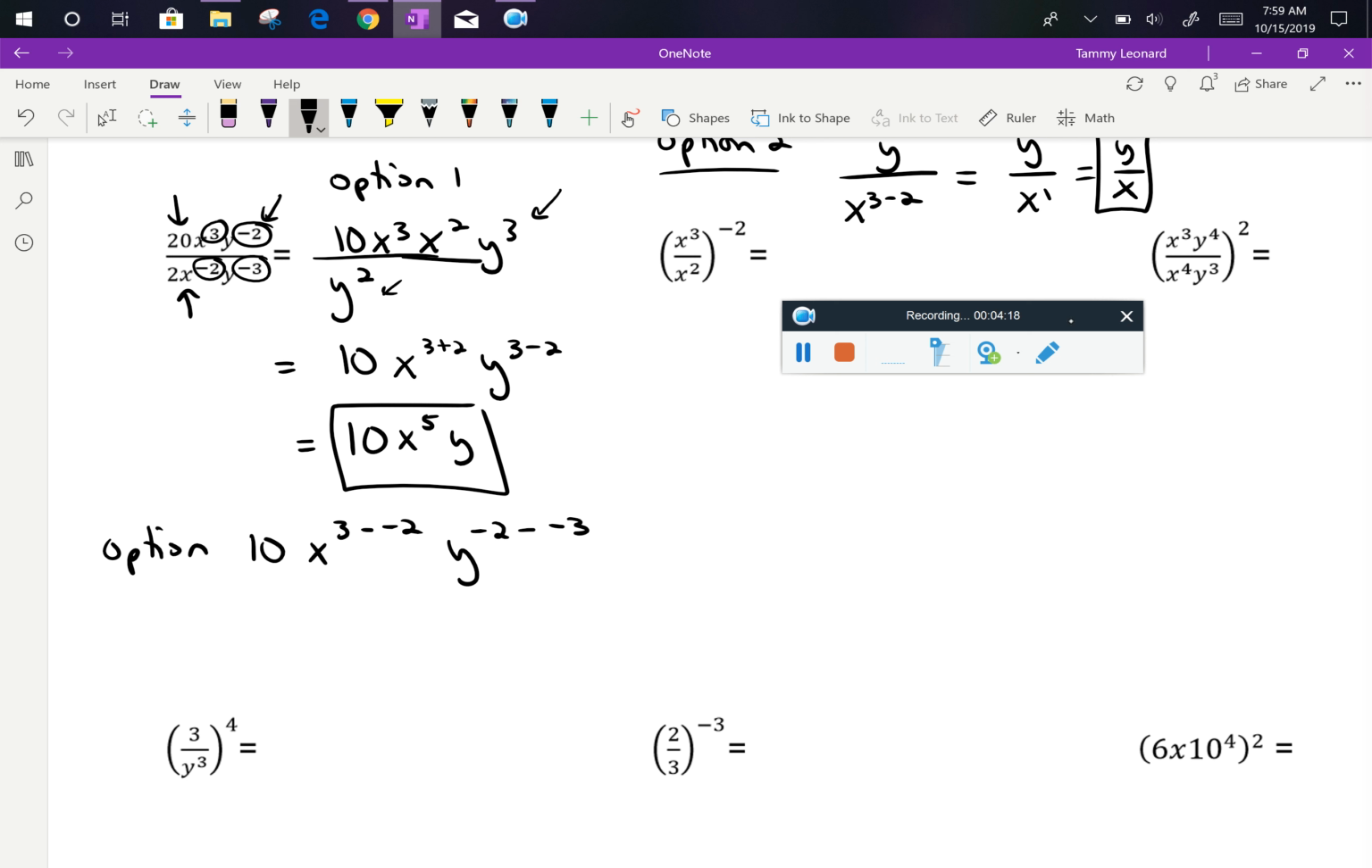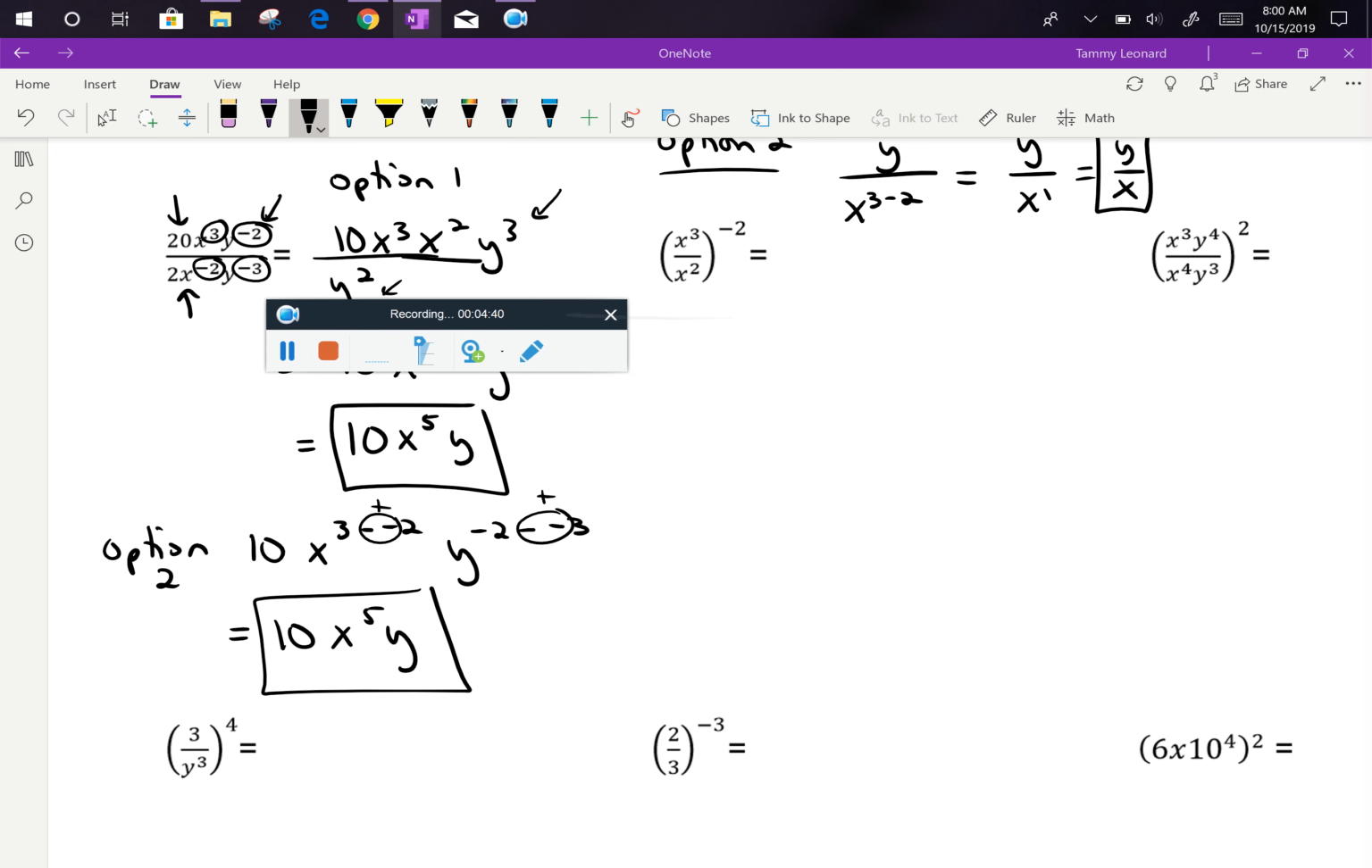Then you need to use your rules of integers. So I have 10 times x to the, remember, minus a negative is really the same as plus, so 3 plus 2 is 5. And negative 2 plus 3 is really just 1, so that's just a y. You get the same answer either way, so whether you prefer option 1 or option 2, it's really your choice.